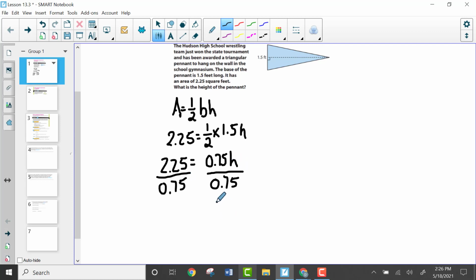That brings down our height. And we have 2.25 divided by 75 hundredths is going to equal 3. So what's the height of the pennant? The height of the pennant is 3 feet. Now a way to go back and check this is just plug in 3 for the height, work the problem out, and you'll be able to see that you get 2.25 for your area. Okay, but we weren't trying to find area, we were trying to find that missing height within our problem.